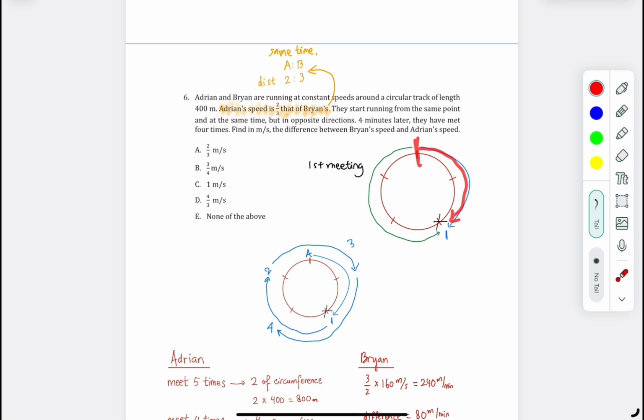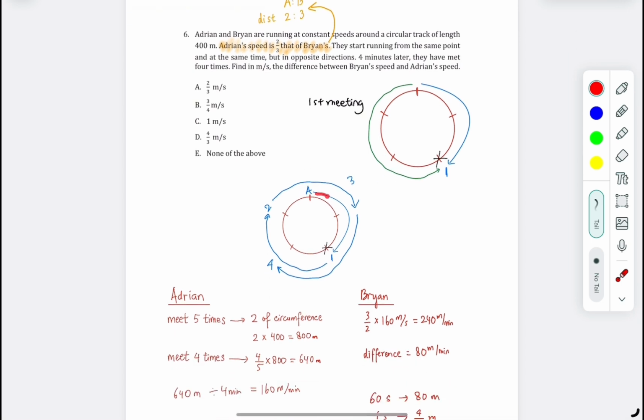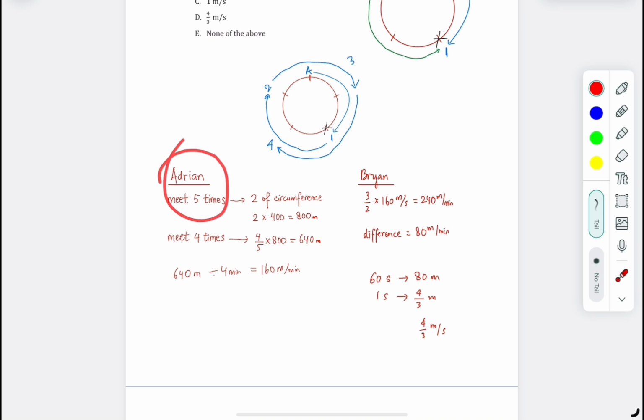So when they meet, the distance covered will be something like this. Adrian will cover 2 units and Brian will cover 3 units. The same thing for the second meeting, when Adrian has traveled another 2 units. So in short, Adrian will run this way, another 2 units, another 2 units, when they meet 4 times. Realize that when they meet for the 5th time, it will be the full circle. So probably you need that to make the calculation easier. So when they meet for the 5th time, it will be 2 circumferences. So the distance traveled by Adrian is 4 out of 5 of the 2 circumferences.